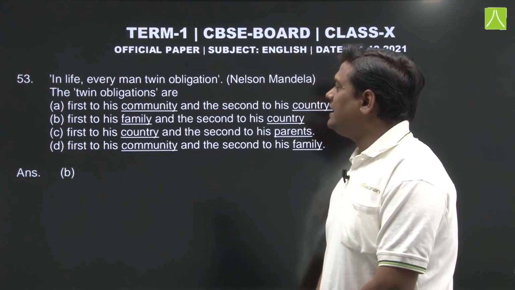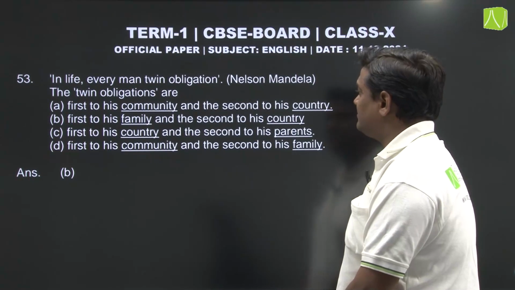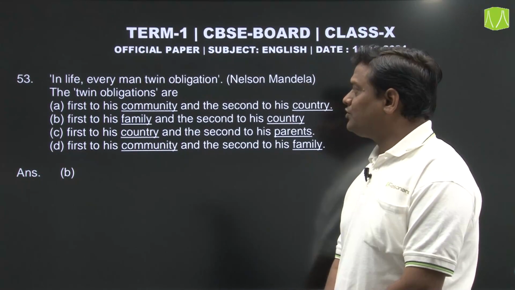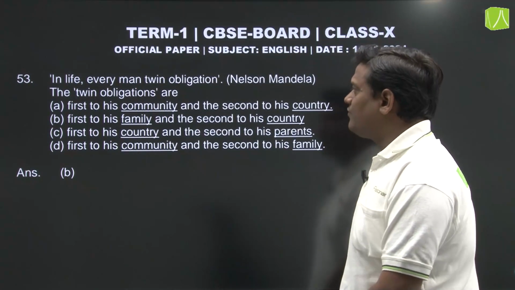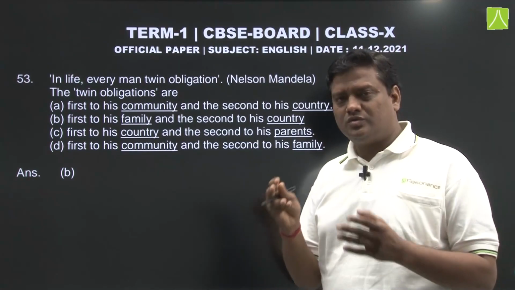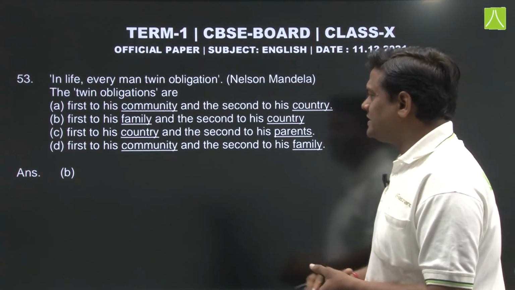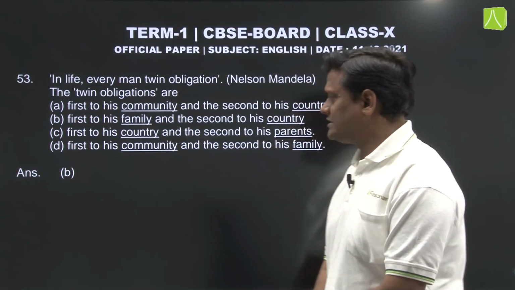Question 53. In life, every man has twin obligations, Nelson Mandela. The twin obligations are first to community and second to country. No. First to family and second to country. So option B is correct for this question.